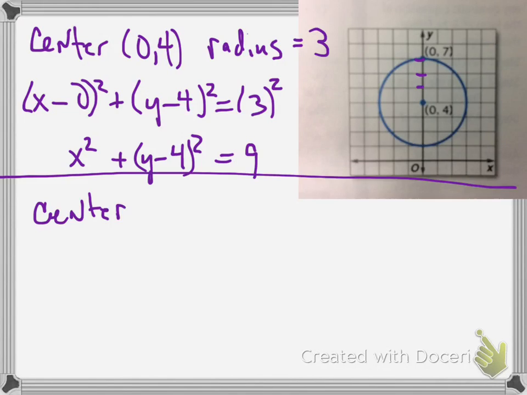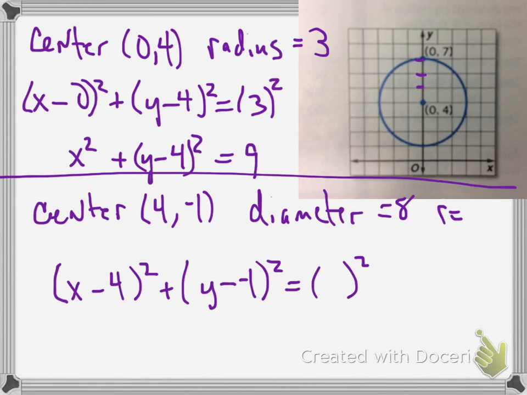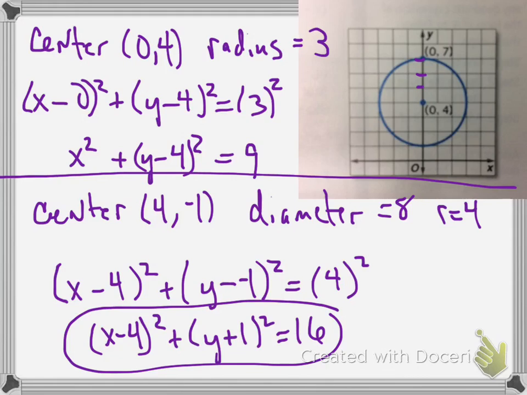Another, different example. What happens if I give you a center with a diameter instead of a radius? Well, again, you can start setting up as normal, but keep in mind that you need to get the radius. And how do I get the radius? If I get the diameter, cut it in half, divide by 2. So the radius was 4. So then this one should be (x minus 4) squared plus (y plus 1) squared equals 16. And there you go. Simple stuff, but if you understand these concepts, it becomes a bigger theme later on.